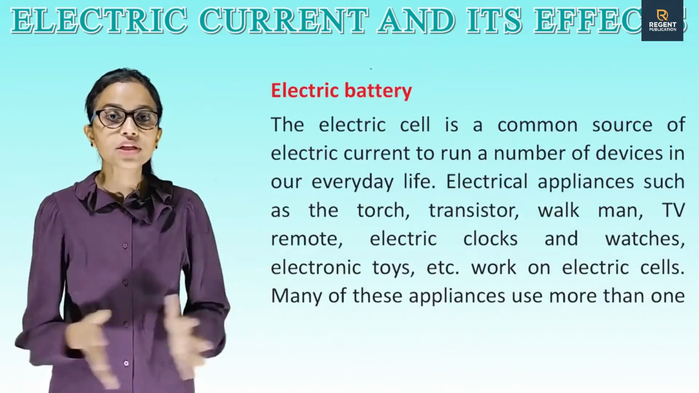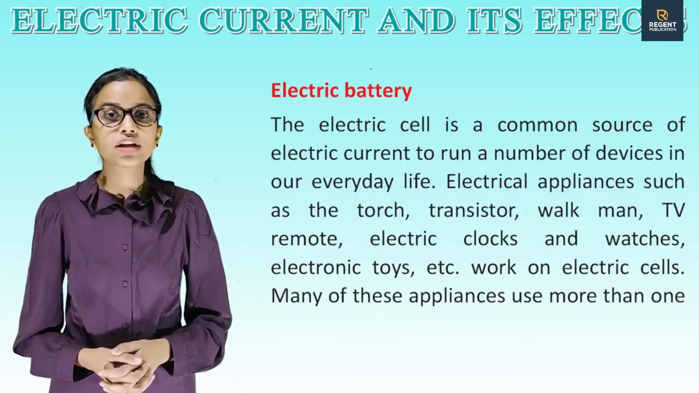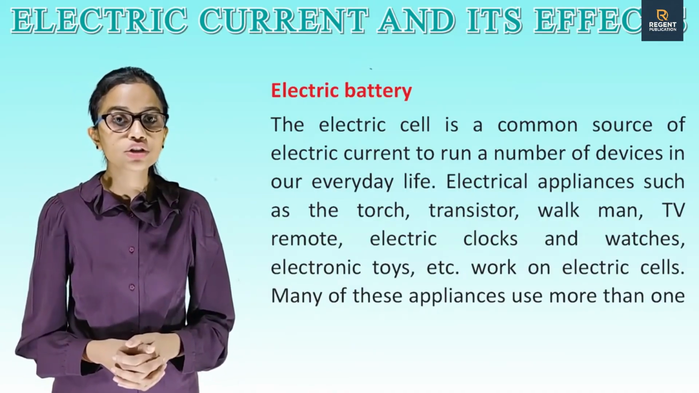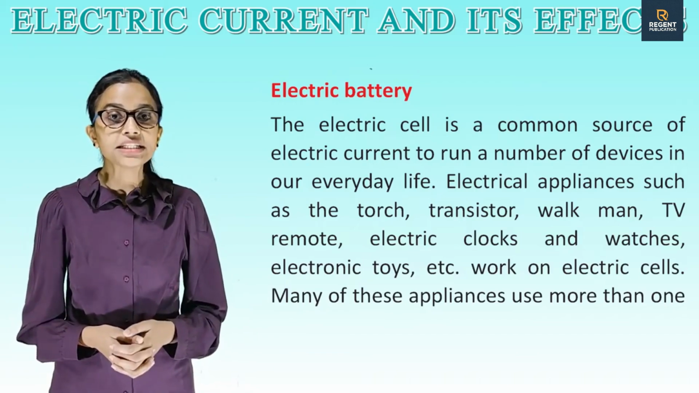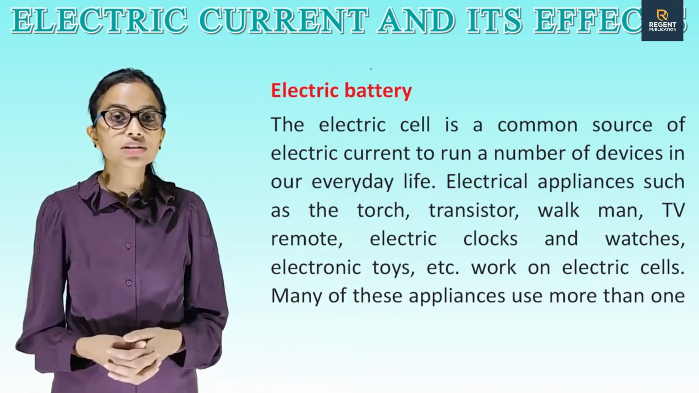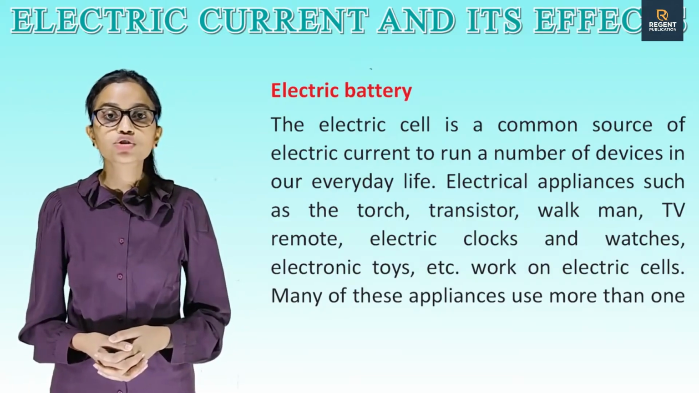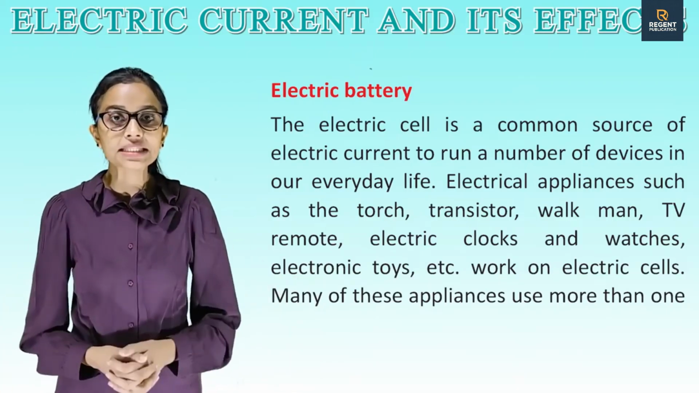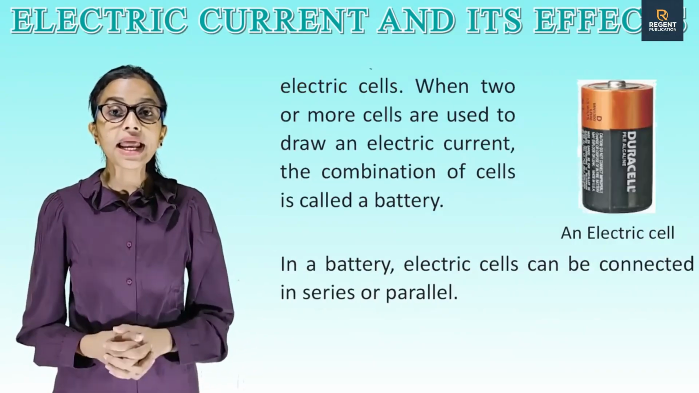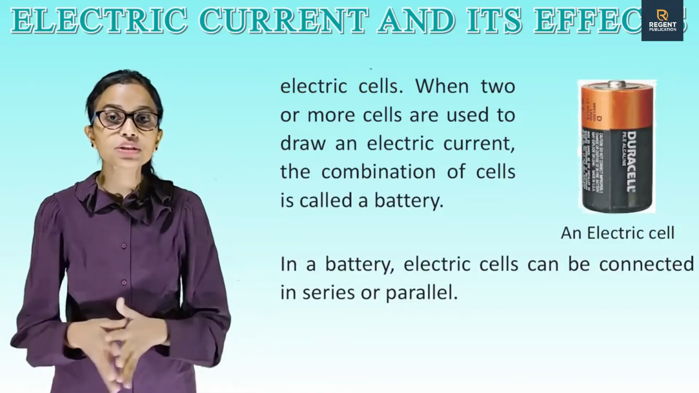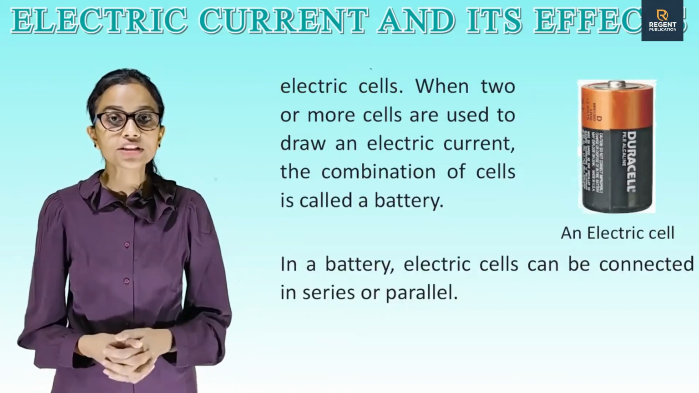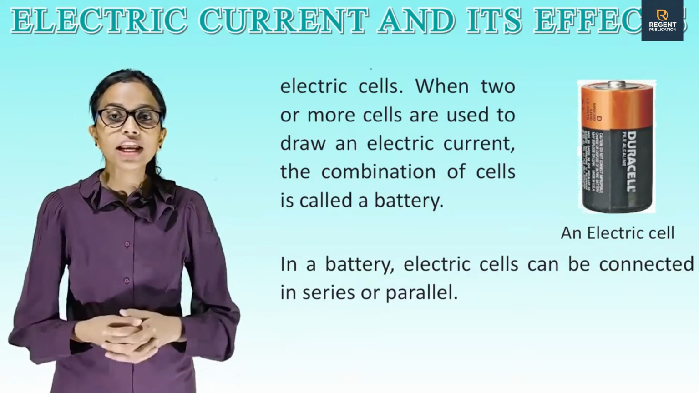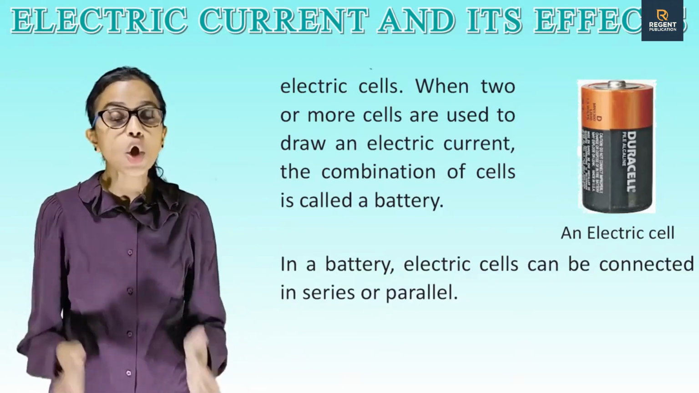Electric battery. The electric cell is a common source of electric current to run a number of devices in our everyday life. Electrical appliances such as the torch, transistor, Walkman, TV remote, electric clocks and watches, electronic toys, etc. work on electric cells. Many of these appliances use more than one electric cell. When two or more cells are used to draw an electric current, the combination of cells is called a battery. In a battery, electric cells can be connected in series or parallel.